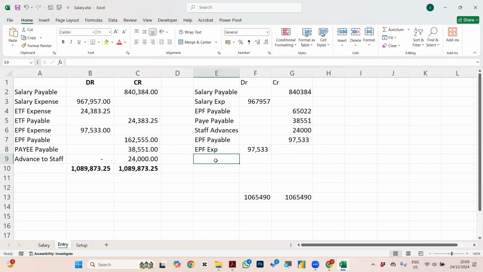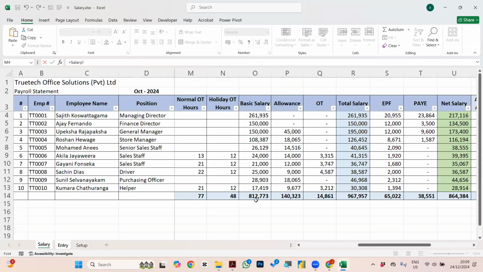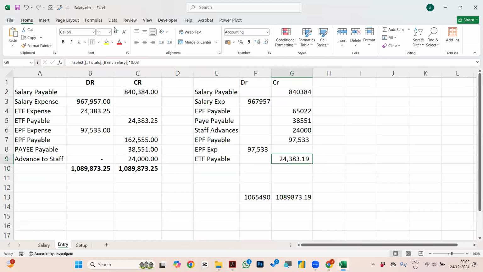Not only that, we also have to pay ETF. So it's going to be ETF payable to the government. How much is it going to be? It's going to be 3%. So on your basic salary, it's going to be 0.03. So this is going to be your ETF.